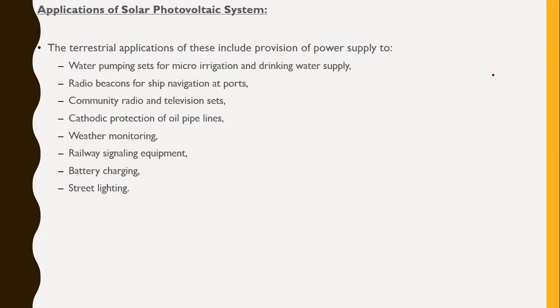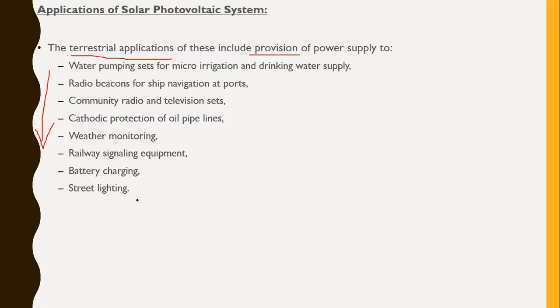The terrestrial applications of these include the provision of power supplies. The terrestrial applications are those where we are using the photovoltaic cells for giving power supply. These are called terrestrial applications. So for these applications, we are giving a power supply through photovoltaic cells.